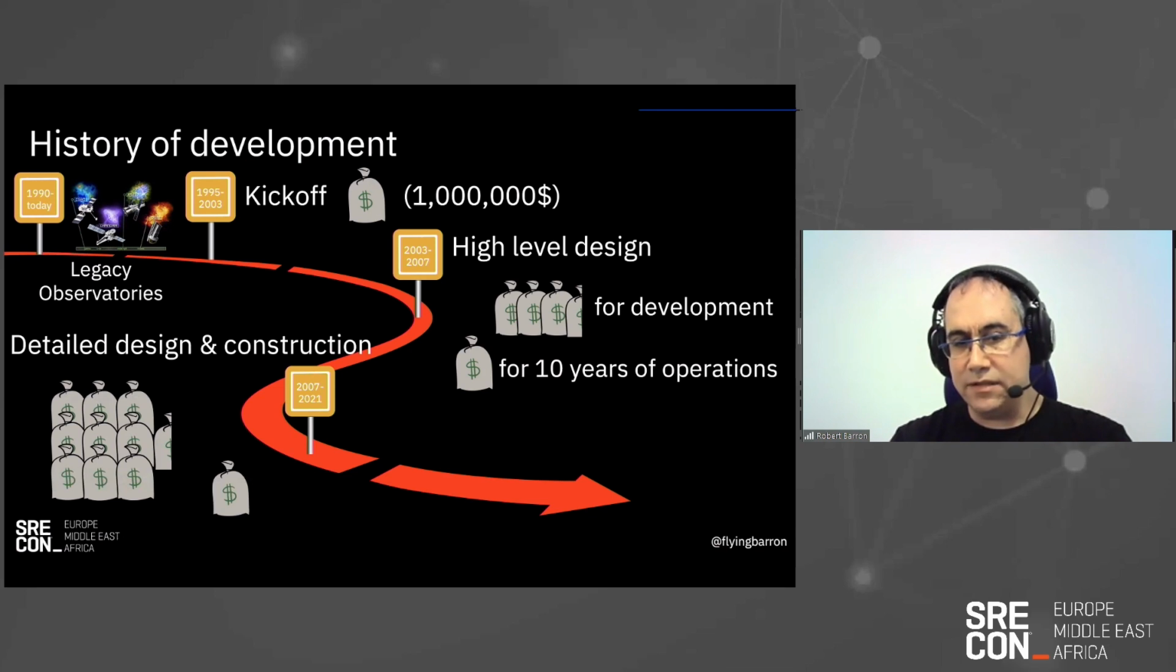2007 to 2021, detailed design and construction, and the costs ballooned up to $9.5 billion just for the manufacture and launch, and another $1 billion planned for the first years of operations. Why so much? Because of the non-functional requirements, because it had to work perfectly, because we had to launch it and we could not send astronauts to do any repairs like we did with Hubble. There was no way of fixing any mistake.